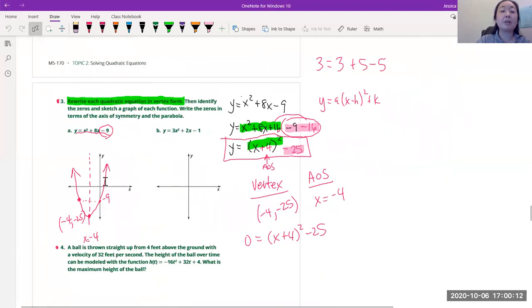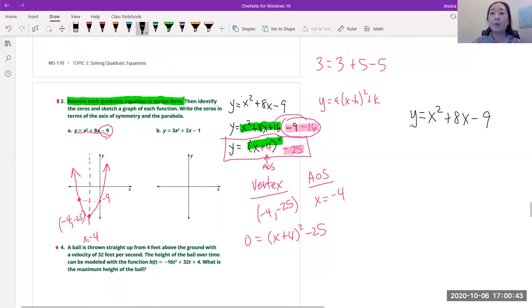Okay, so it says here, rewrite each quadratic equation in vertex form, right? And so we have this equation right here. I'm going to just redo this again just so that I can show you guys. I'm just going to put it over here on the right-hand side. So this is going to be y is equal to x squared plus 8x minus 9. We're going to do it a little bit different, but it's pretty much the same idea. Same concepts, same principles.